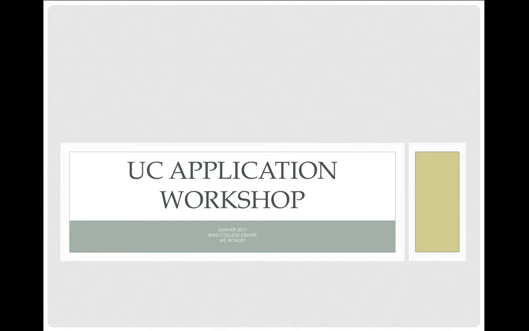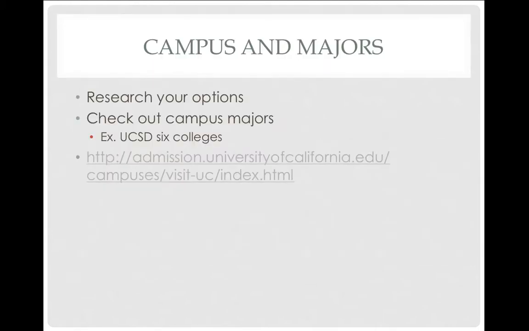Now before we begin, you should have a copy, either printed or downloaded on your computer, of the 2017-2018 Tips and Toolkit from the UC Admissions. If you don't have access to that, you can download it on our BHHS College Center website on the downloadable guides and materials link. So let's go ahead and dive in.